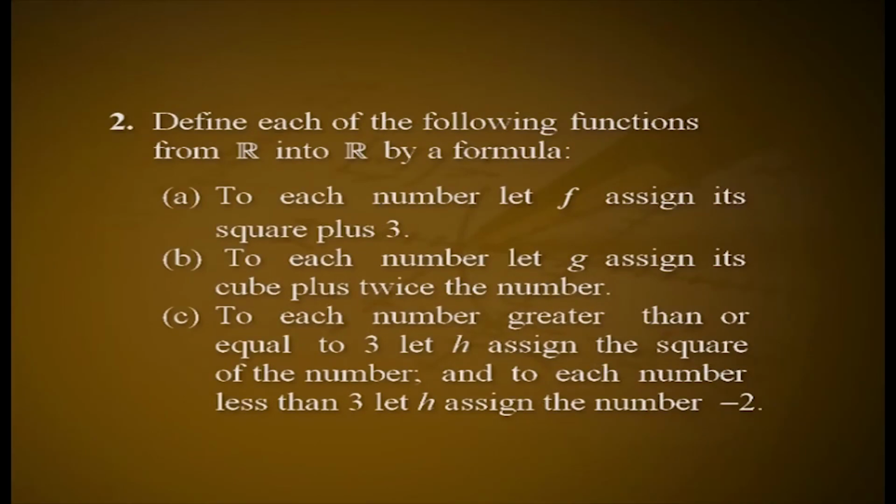Define each of the following functions from R into R by a formula. To each real number, let f assign its square plus 3. To each number, let g assign its cube plus twice the number. To each number greater than or equal to 3, let h assign the square of the number, and to each number less than 3, let h assign the number minus 2.